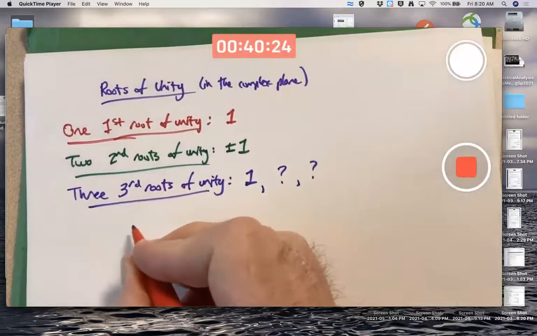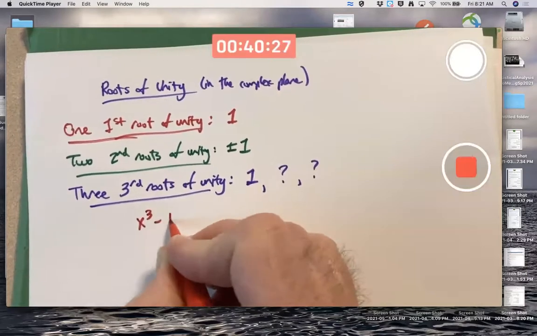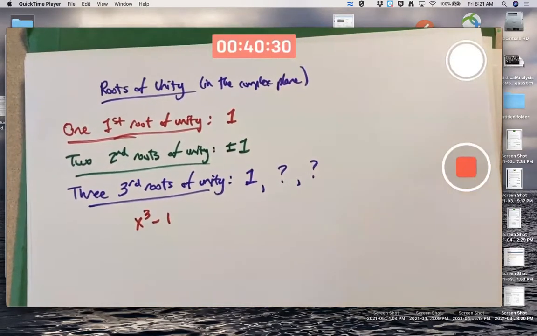Third roots of unity have to be roots of this polynomial, x cubed minus 1, right? That would make sense. Third roots of unity would have to be roots of x cubed minus 1. Is x cubed minus 1 irreducible over Q? Or R for that matter? Got a guess? It is the difference of two cubes. That's a big hint. Is it irreducible? No, it's not. It's reducible.